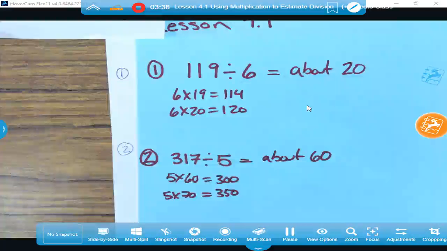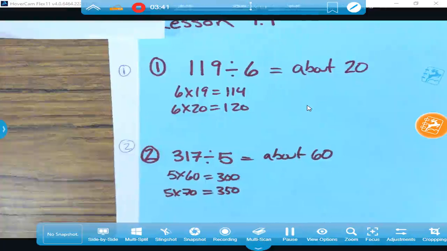This is the easy way just to estimate. If you have any other questions, please let me know.